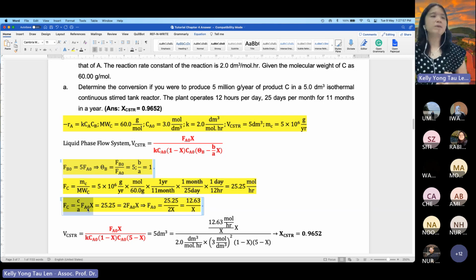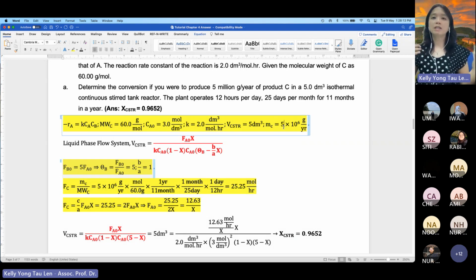But you may ask, tapi FC pun kita tak tahu, which is correct. I do not know the molar flow rate of C, outlet molar flow rate of C. But if you remember, I have mass flow rate of C. 5 million gram per year itu adalah mass flow rate. So saya ada mass flow rate of C, MC. Tapi saya nak FC sebab kalau ada FC baru boleh cari FA0, right? But you know, kalau mass flow rate nak tukar kepada molar flow rate, dia sama kan macam mass to mole. Mass per time tukar kepada mole per time pun sama konsep dia. You can convert using molecular weight.